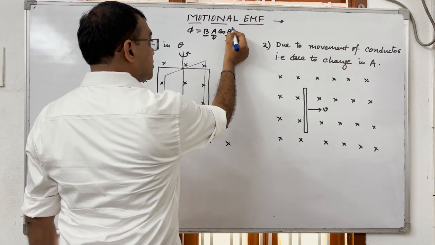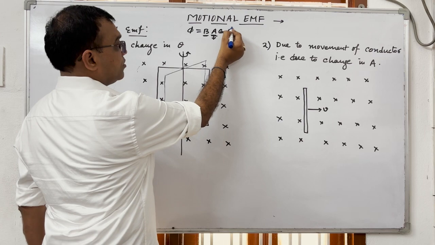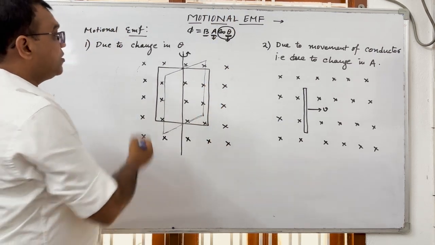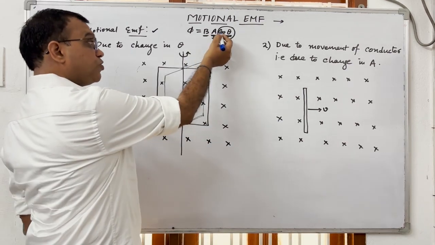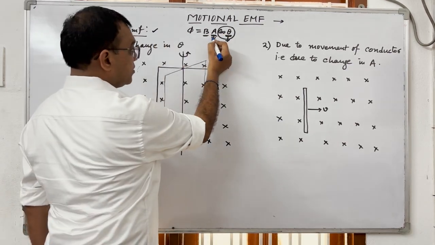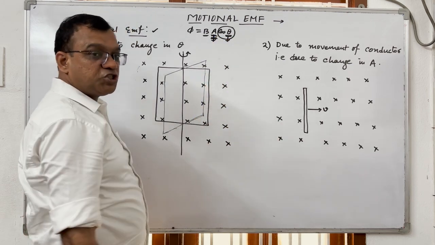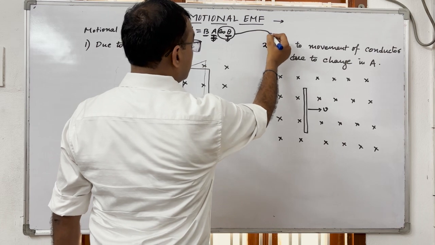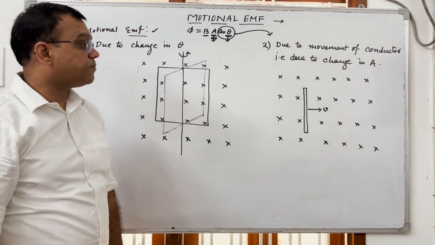The EMF which is arising due to the change in value of theta is shown on the left side. That also comes in the motional EMF. The EMF which is arising due to the change in area is shown on the right side. This is also motional EMF only.